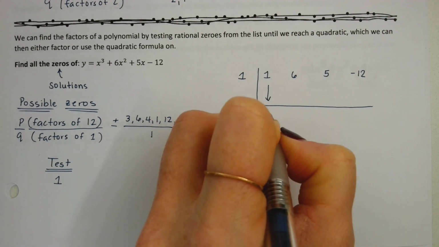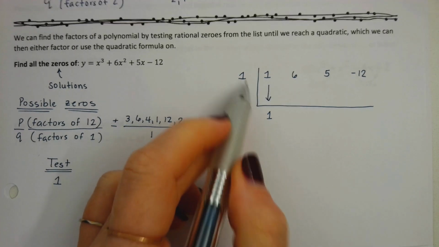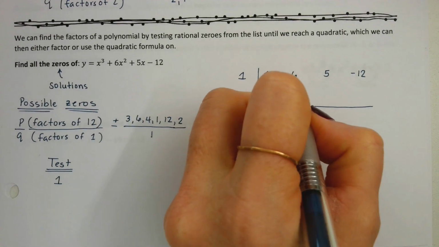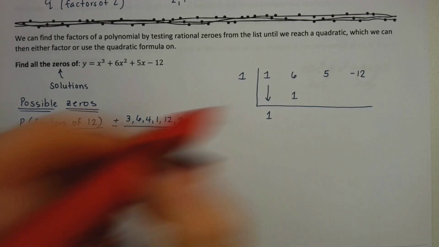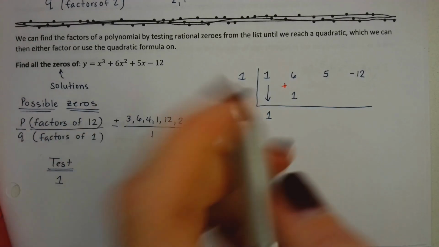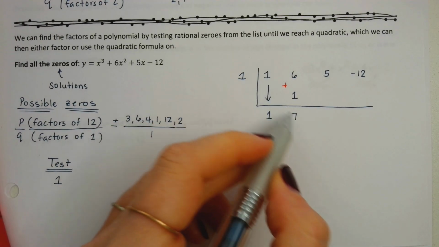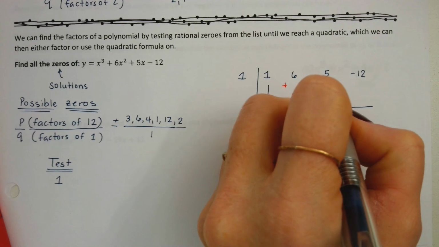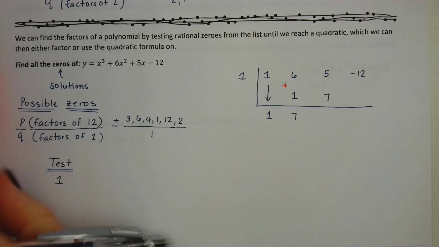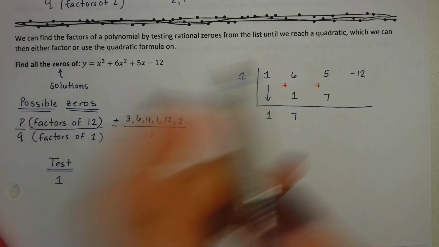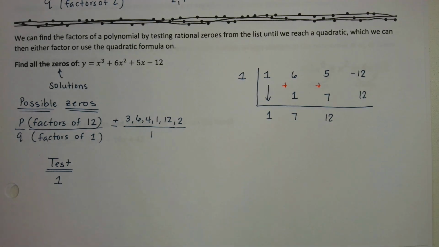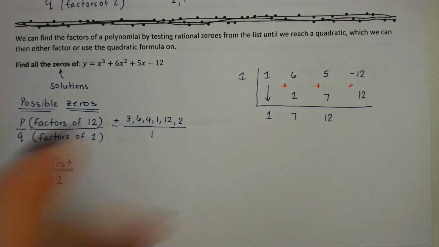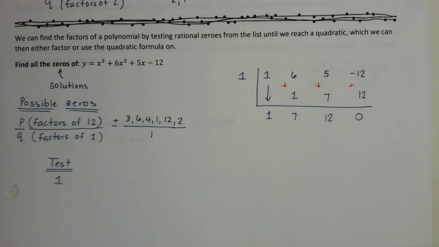We bring down the first number, okay, and then we're going to multiply these two. 1 times 1 is 1. And then what do we do with this column? Add them, right. 6 plus 1 is 7. And then we're going to repeat that process. 1 times 7 is 7. Okay, and then add these two and we get 12. 1 times 12 is 12, and if I add those I get 0. We got a remainder of 0. Was that number an actual solution then?